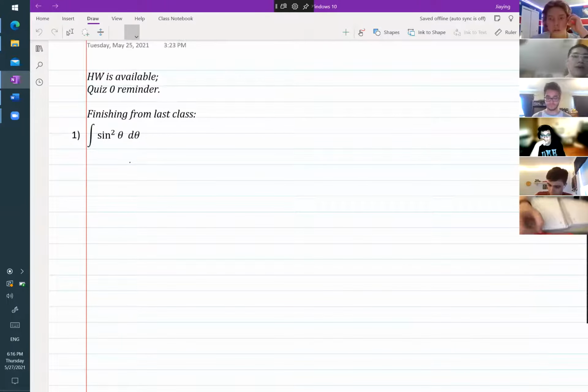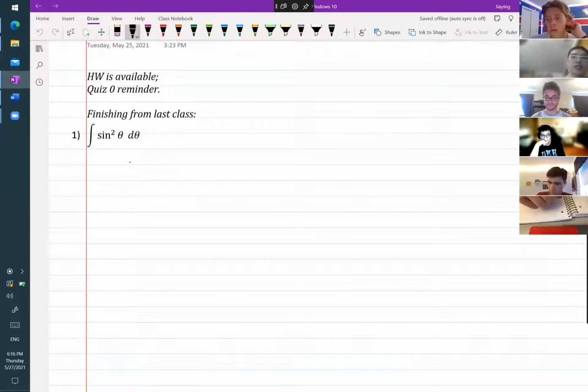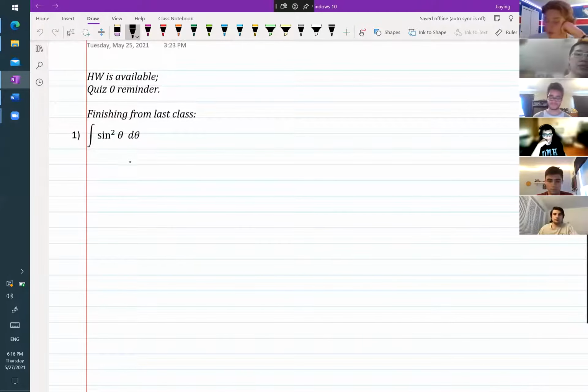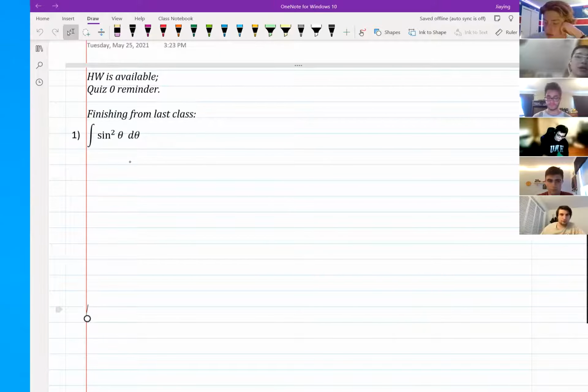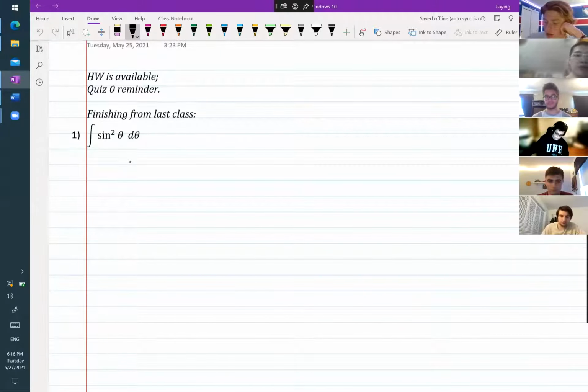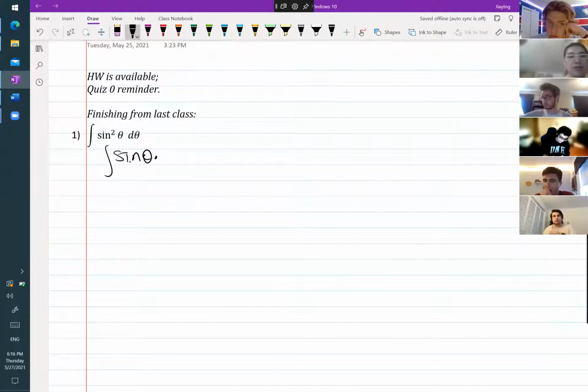So the first example I have here is from the worksheet from yesterday that we didn't get to finish. So we are integrating sine squared theta d theta. Here it's not straightforward because if you try to write it as sine times sine d theta and I call one of them u, it doesn't help you there. So that's not a good approach.